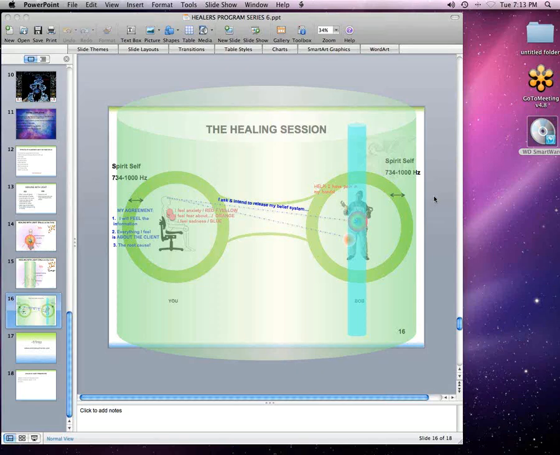And continue to feel. And we're going to intend for Teresa to continue to receive the healing, for the healing to continue to unfold in a safe and comfortable way.